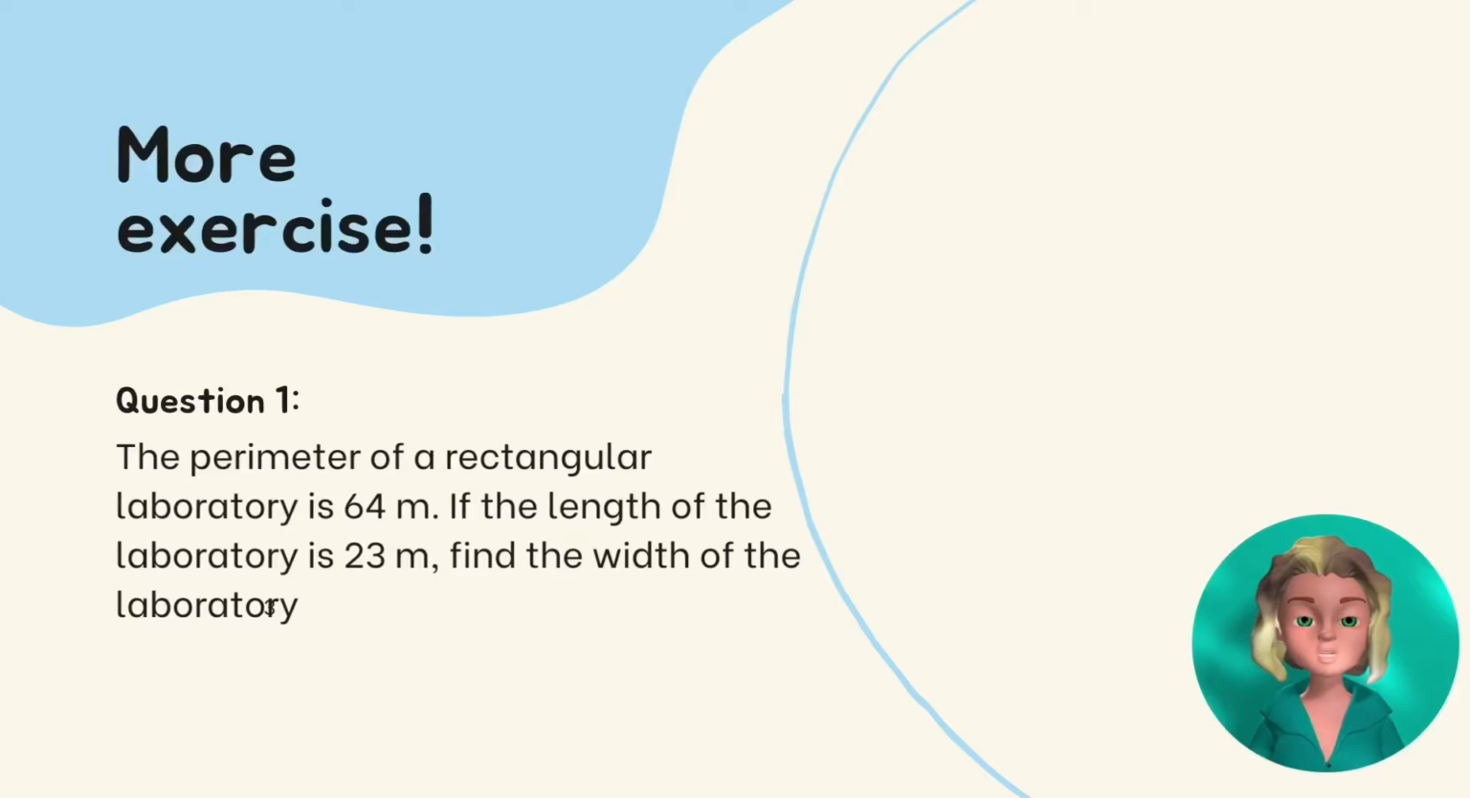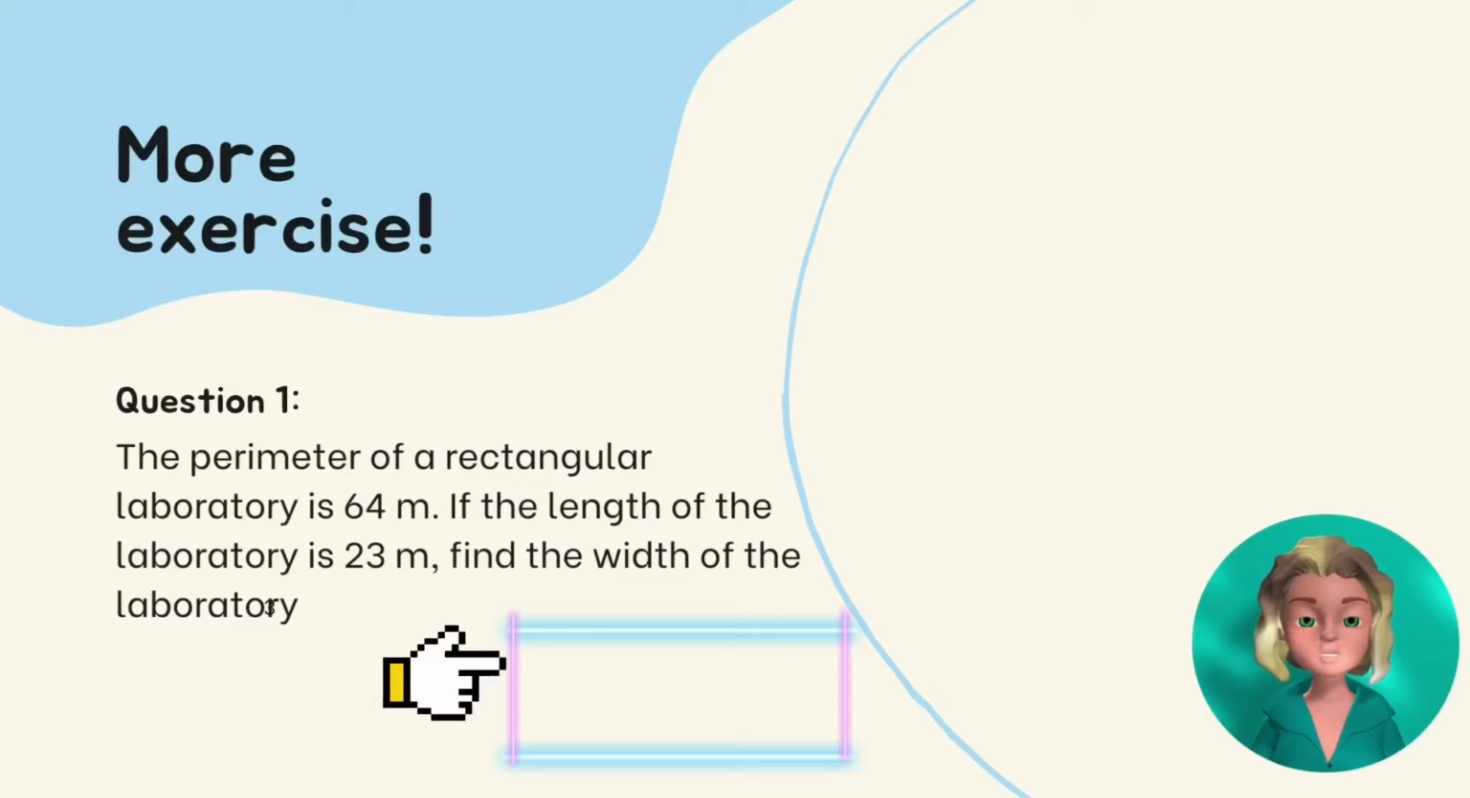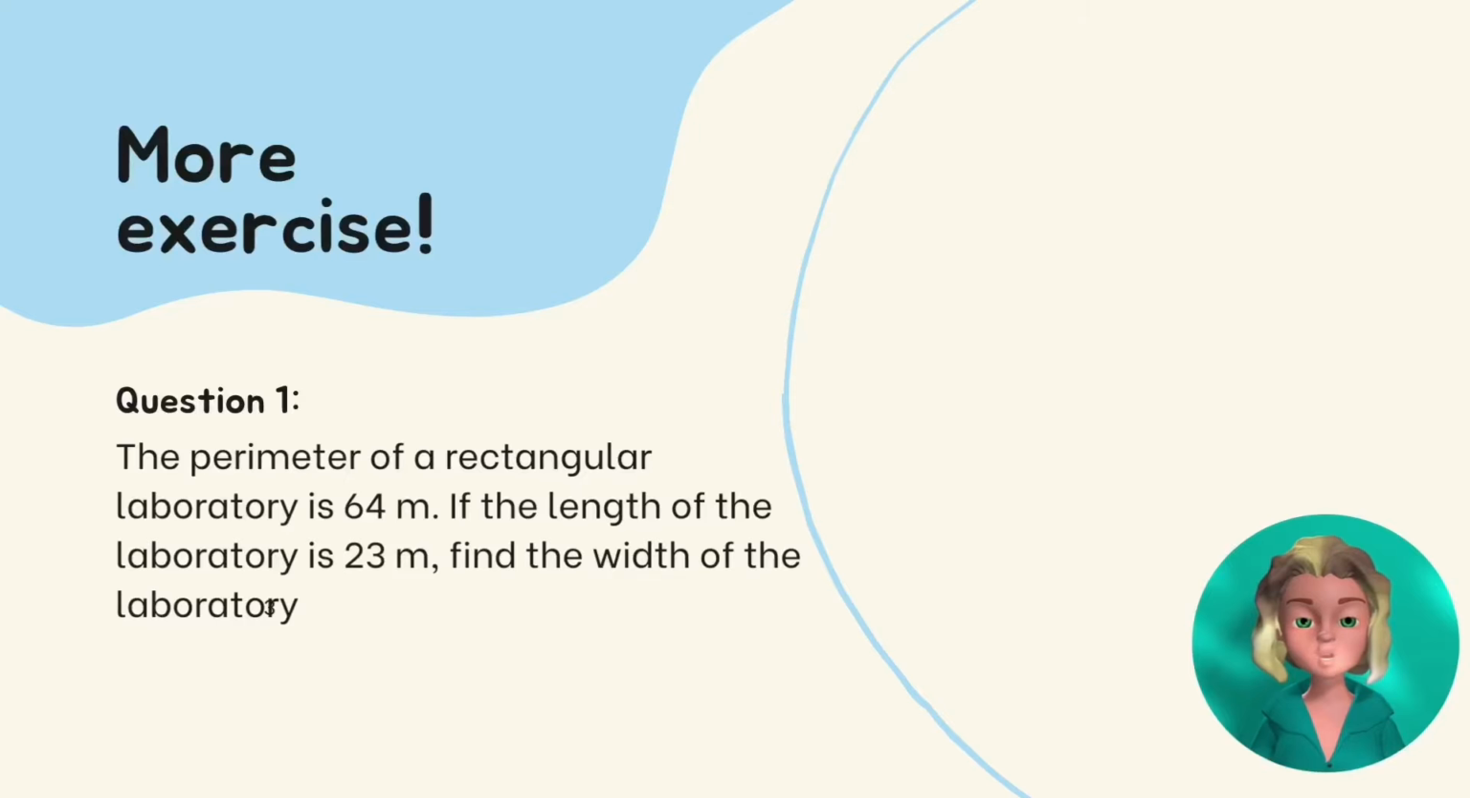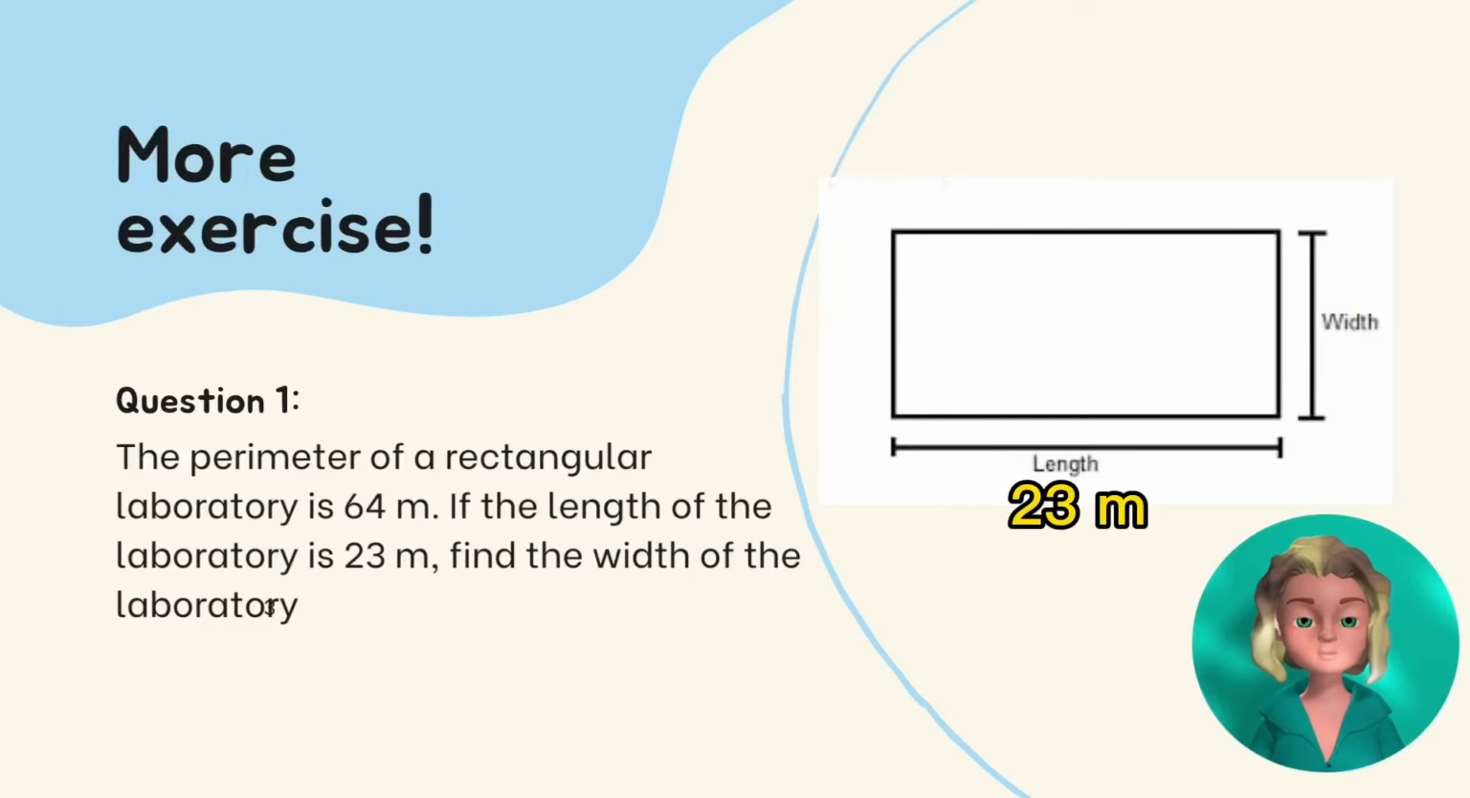Hi, it's me again. Let's do some other exercise. Let's see the first question. The perimeter of a rectangular laboratory is 64 meters. If the length of the laboratory is 23 meters, find the width of the laboratory. The information given here is the total perimeter of the laboratory. First, we can imagine that there are two sides for width and two sides for length, like this one. If one of the length sides is 23 meters, the other one must be 23 meters also. Then we can find the width of the laboratory.